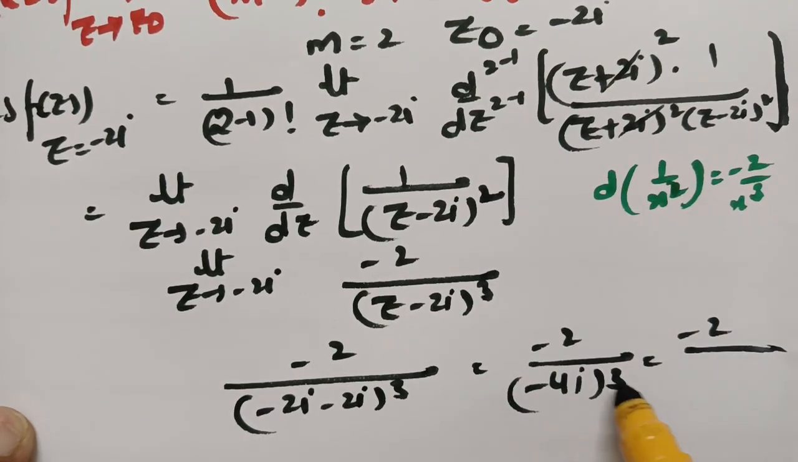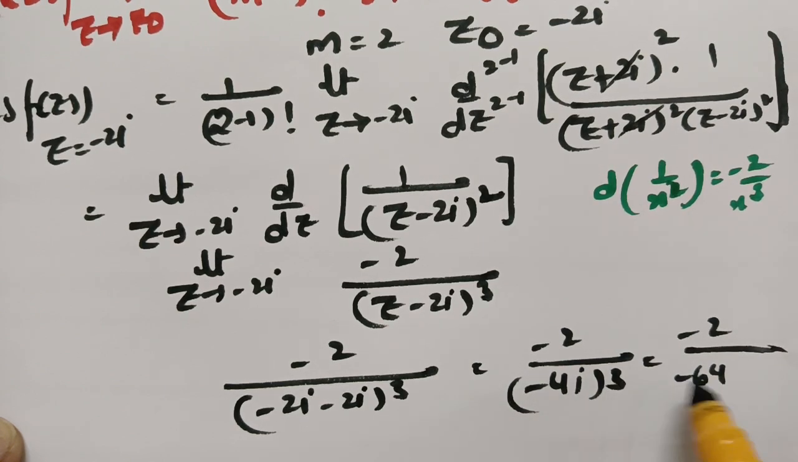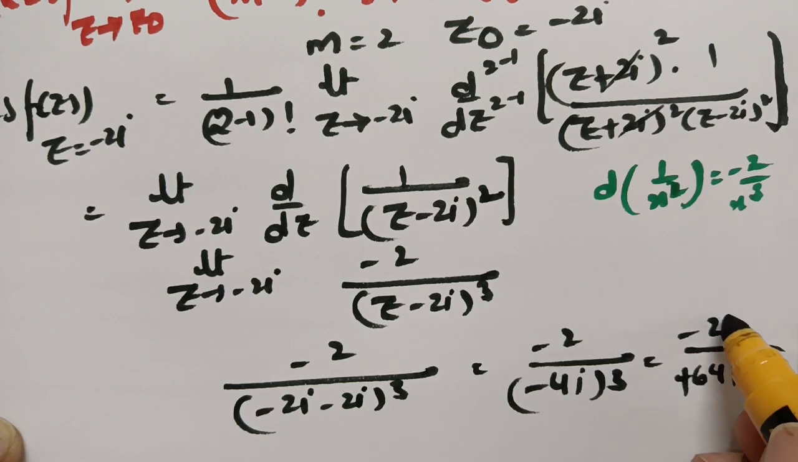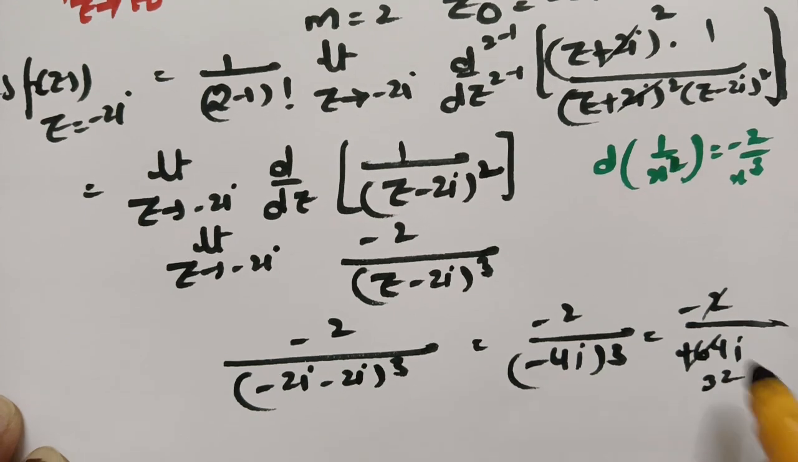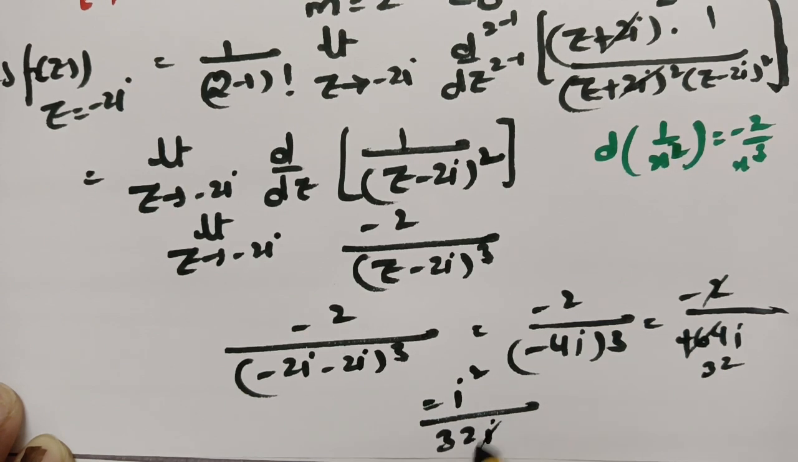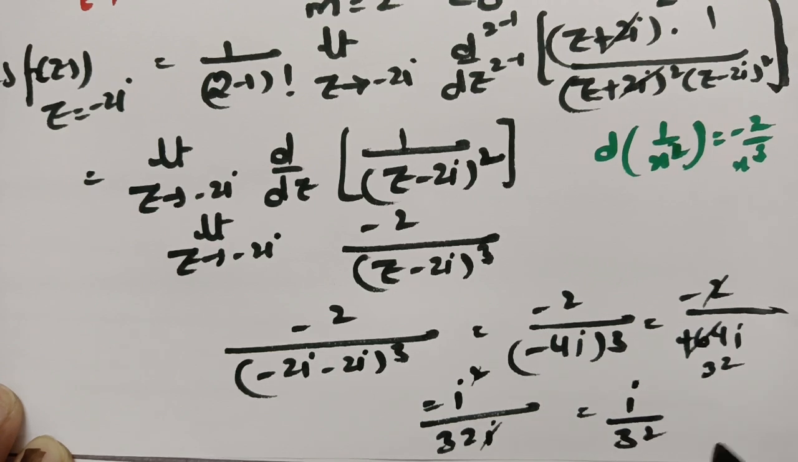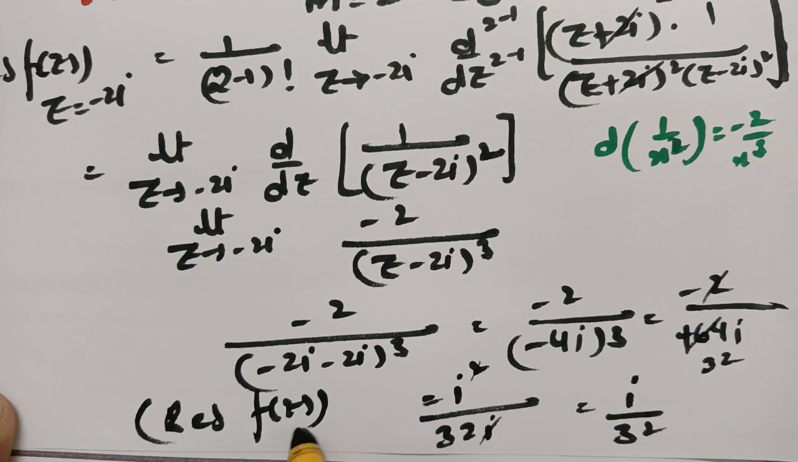See here, this value is minus 4 cube, which is minus 64. And i cube, for i square, this is plus 1, and i remains. So if I cancel this, for minus 1 I am writing i square, and this is 32i. If I cancel i for one time, the value here is i by 32. This is the residue value of f of z at point z is equal to minus 2i.